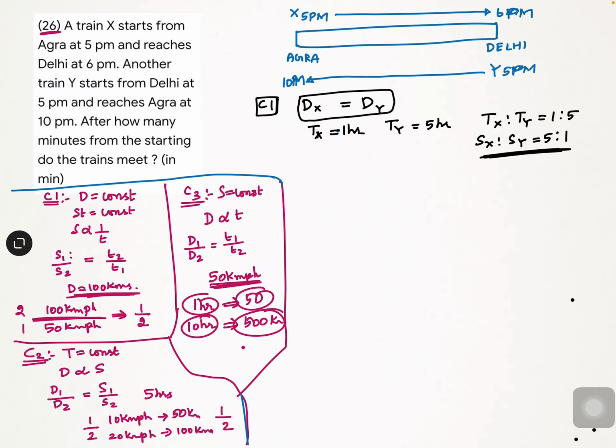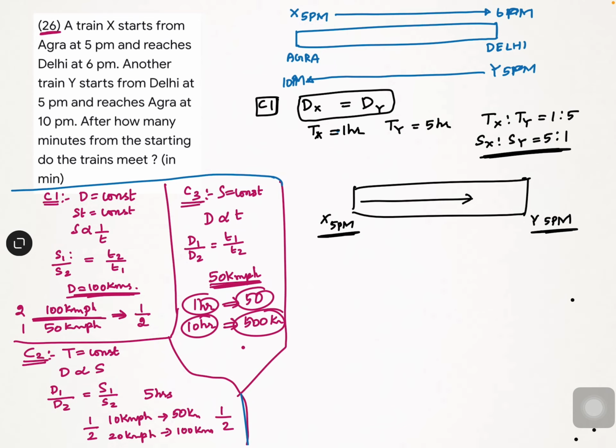Going to the second part of the problem, both the trains are starting at 5 pm. X train is starting at 5 pm here, Y train is starting at 5 pm here, right? Their starting time is the same, and let's assume that the trains are coming and meeting somewhere in between. Meeting time is a common time for both the trains because meeting is an event which is happening at the same time for x as well as y, because it is the xy meeting time, right?